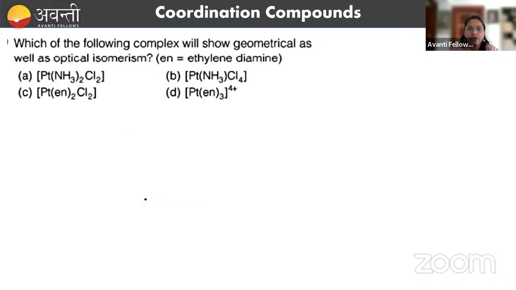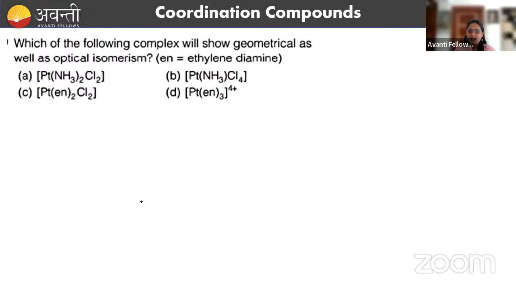Okay. Next, which of the following complex will show geometrical as well as optical isomer? Now this is a combining the concept problem. Optical भी है और geometrical भी है. कौन सा है बताओ? Which of the following complex will show geometrical as well as optical isomerism? Simple.